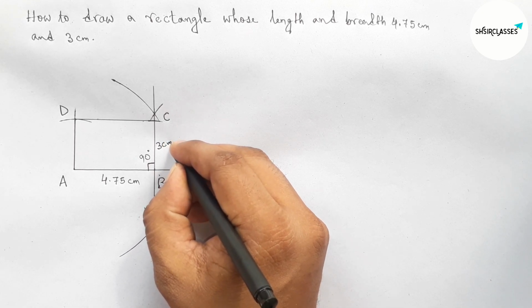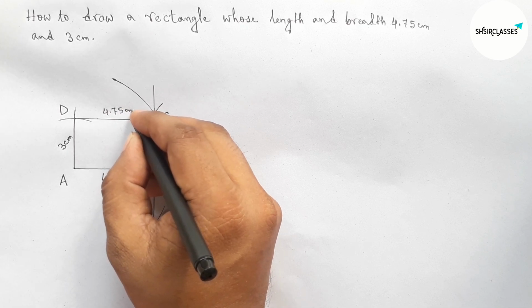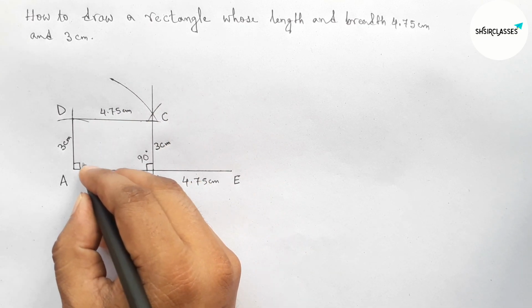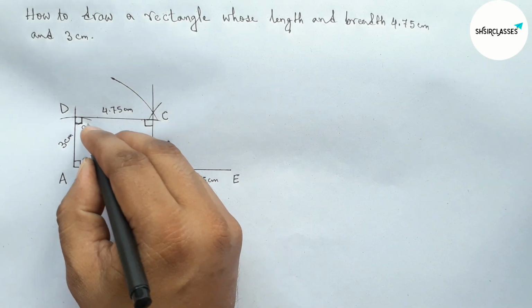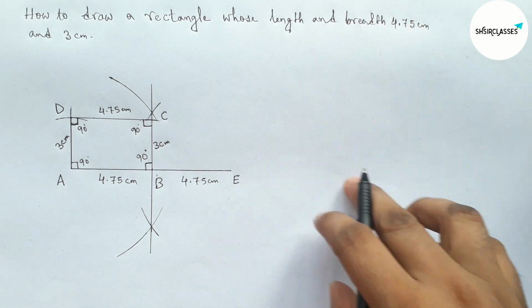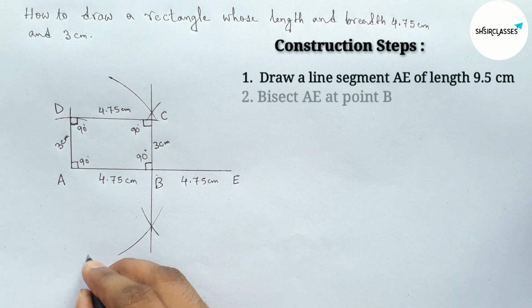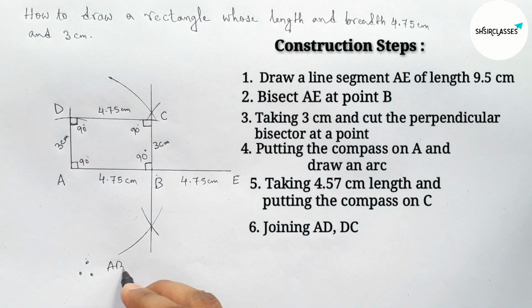So this is 3 centimeters and this side also 3 centimeters and this is 4.75 centimeters. And all the angles are equal and 90 degrees, because we know that all angles of a rectangle are 90 degrees. Now here are all the construction steps, you will get all the construction steps here.